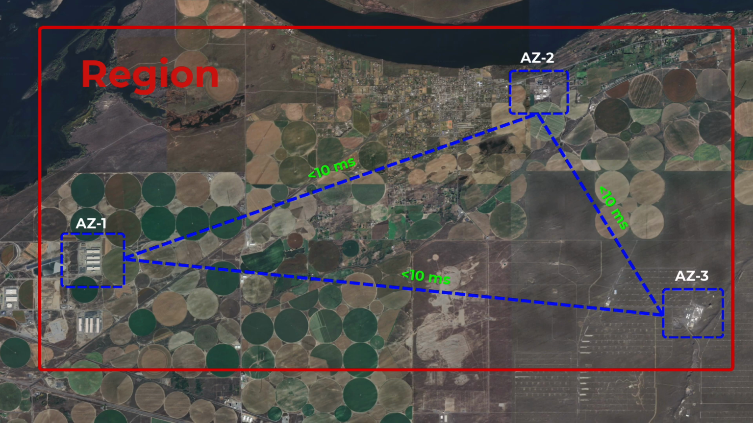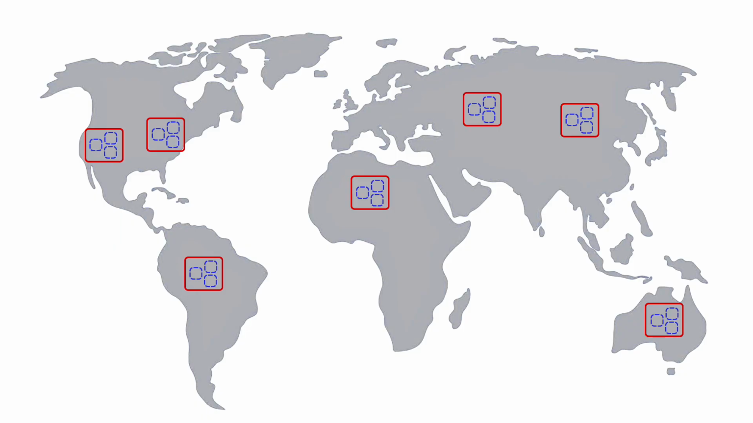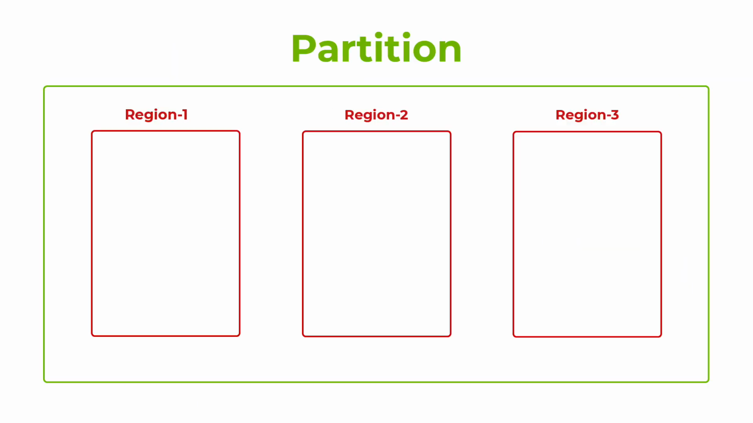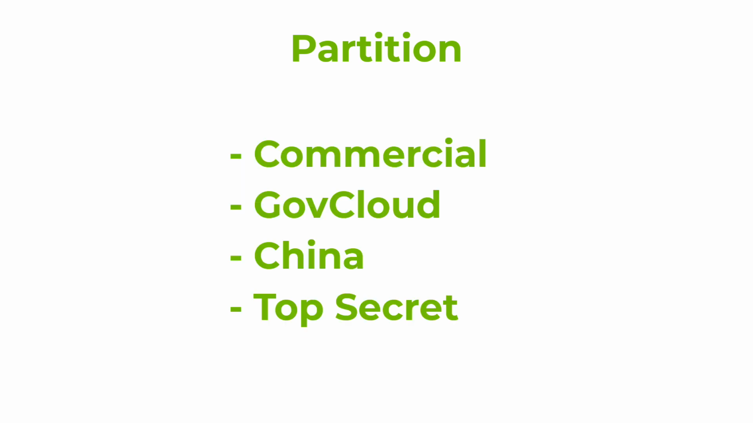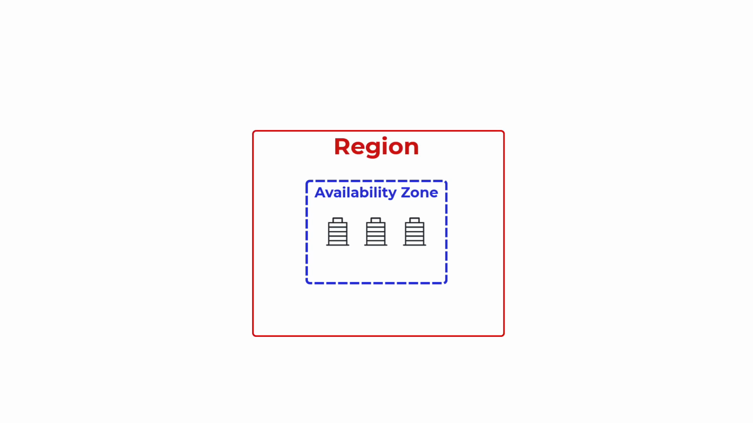This lag between computers is known as latency. These regions are built to be isolated from each other such that even if an entire region goes down, all other regions will still operate normally. Finally, the regions are grouped into a cluster known as a partition that provides different levels of service. Examples of partitions include commercial, GovCloud, and China. So AWS data centers are grouped into availability zones, and availability zones are grouped into regions, and regions are grouped into partitions.